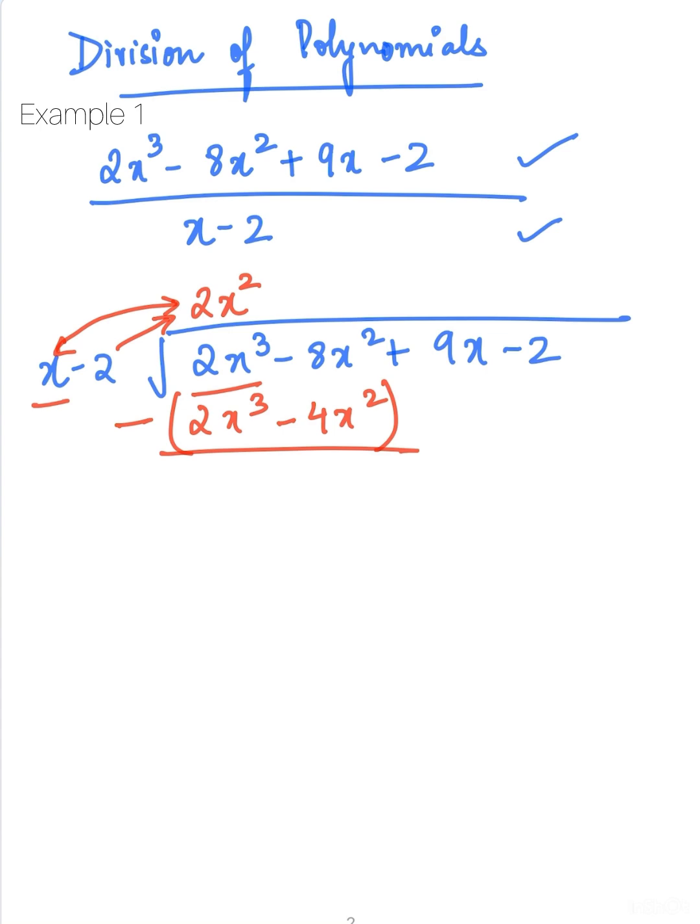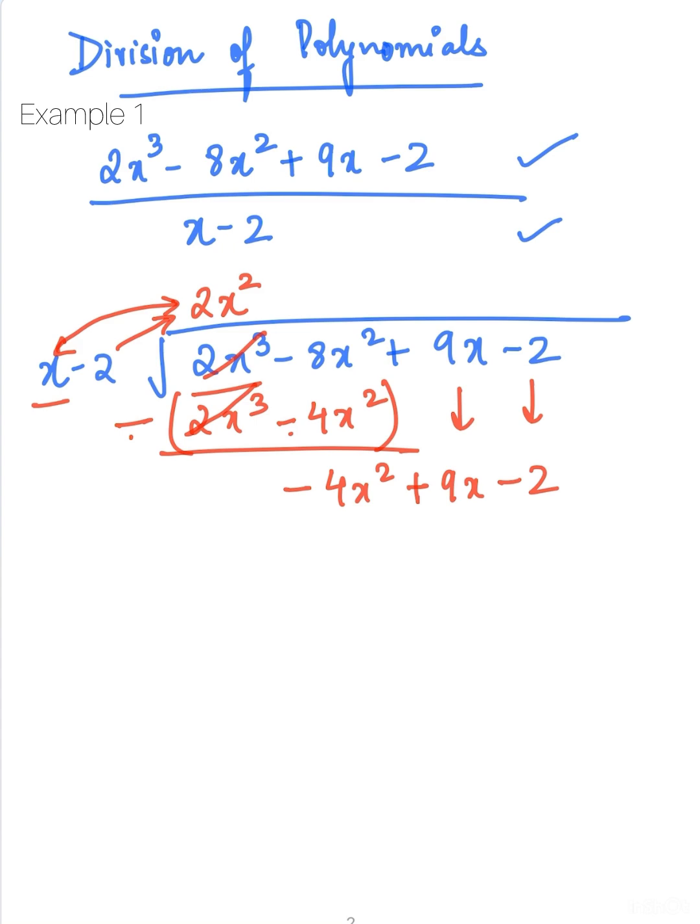Okay, so now we need to carry out the subtraction. This is going to cancel out, and this negative with this negative is going to be positive. My result is going to be negative 4x squared, and I'm going to copy the remaining terms alongside. So this is where I am now. Now I'm going to repeat the same process, which is going to get me to the next term of the quotient. So I have negative 4x squared.